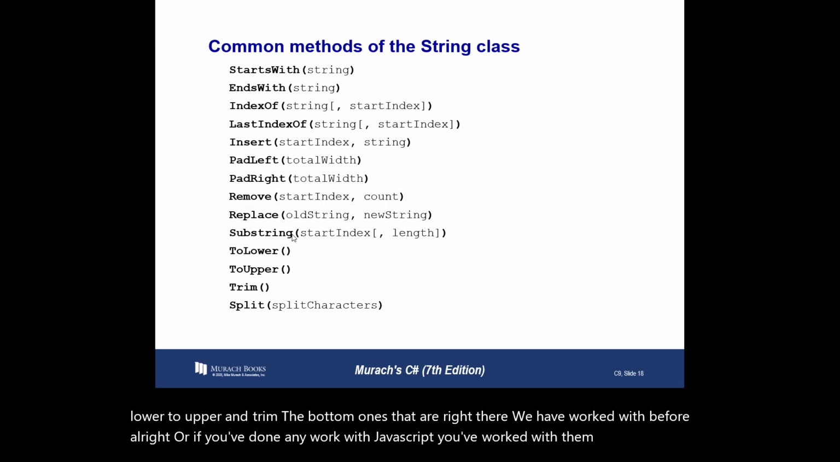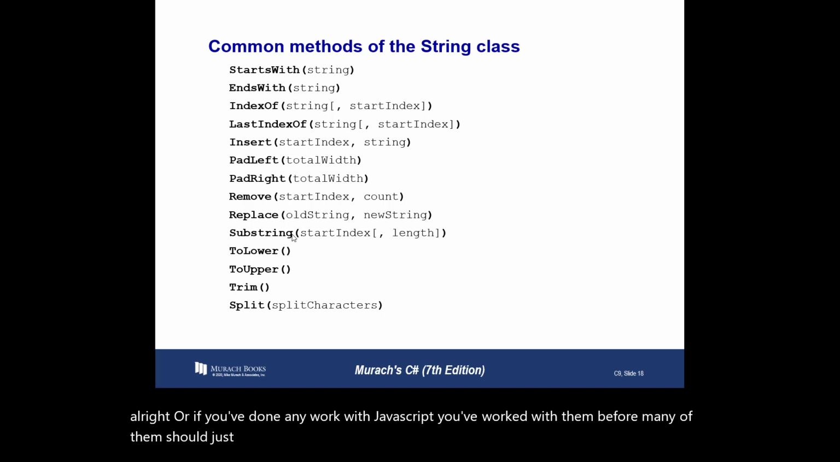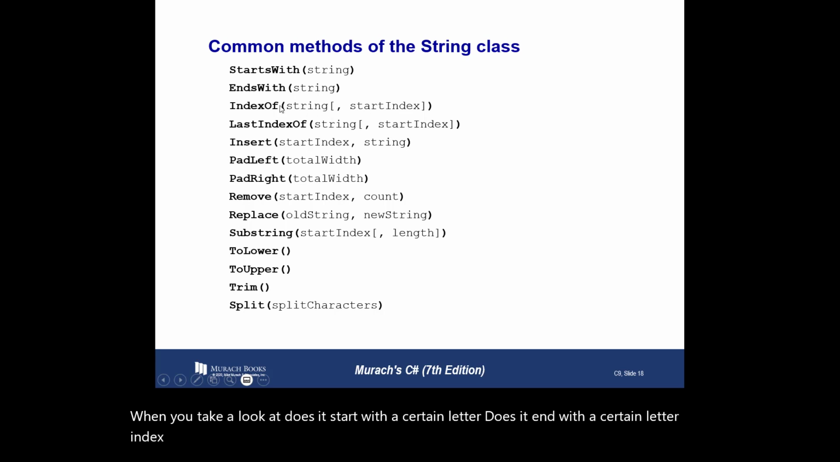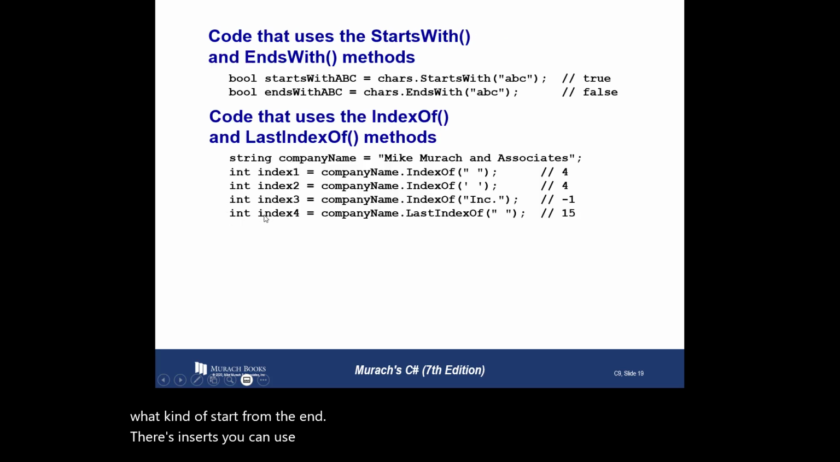Many of them should just make sense when you take a look at, does it start with a certain letter? Does it end with a certain letter? Index of starts a search for a string or a substring at the beginning. Last index of basically will kind of start from the end. There's inserts. You can use padding, etc. And as always, they'll give you some examples here.